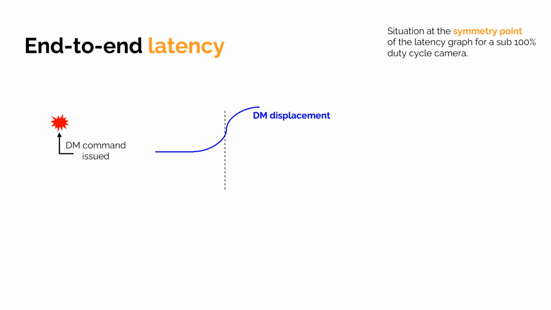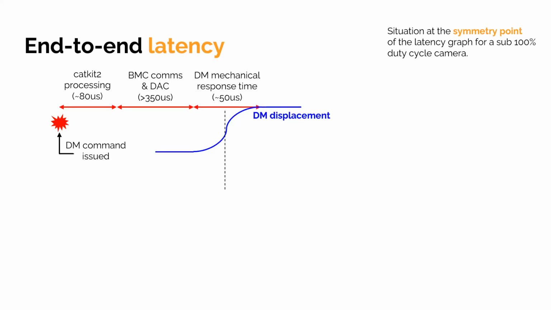So this is a timeline from left to right, with the DM command being issued at a certain time, and then DM replacement happening a certain time later. Here are some numbers for that. There's some processing time for our software. There is communication of the controller card with the actual DM, and then there's the DM response time.